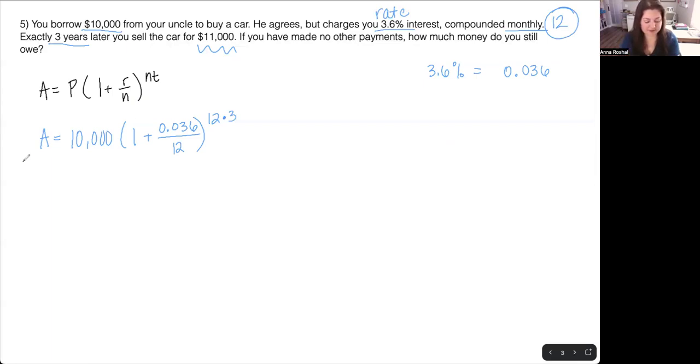So you're going to go 0.036 divided by 12. Then you're going to add 1. And then you're going to push the y to the x button and do it to the 36th power. All of that is going to equal some really big number, but it essentially is 1.1138 and so on. And then you're going to multiply that by 10,000. I don't know why I did that part on a calculator. That was just moving the decimal over. That was silly.